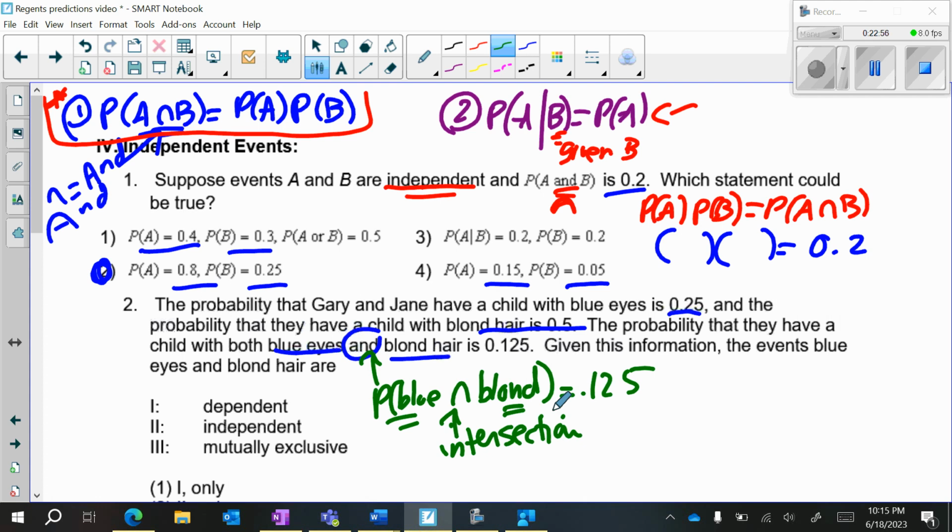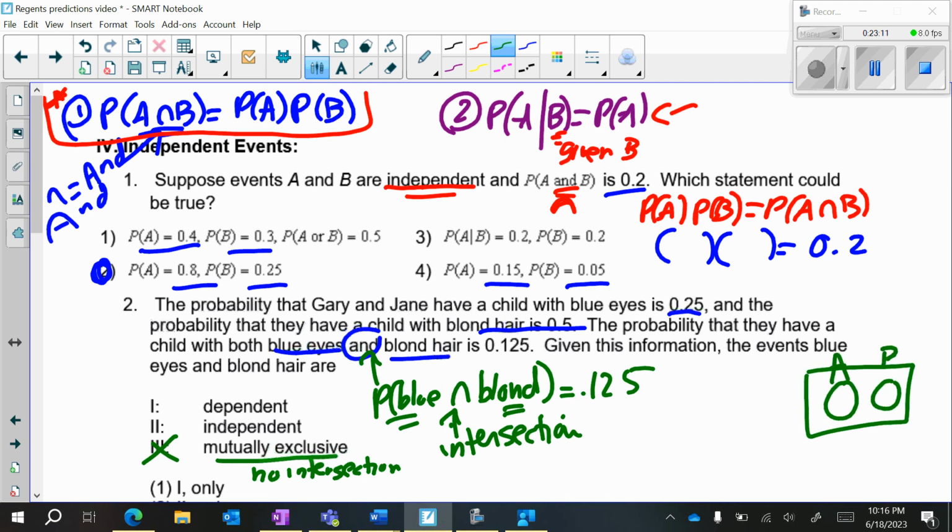If there is an intersection, that means that the events are not mutually exclusive, because mutually exclusive means no intersection, which means they both can't happen at the same time. That would be a situation like this, where the two events do not overlap. That is mutually exclusive events. So that would be like you're in 10th grade or you're in 12th grade. You can't be in both. So the events are mutually exclusive.